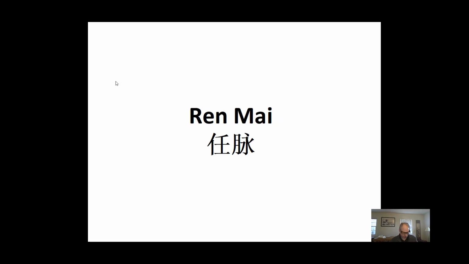Okay, so today we're talking about the Ren. It's one of the 8 extra channels, and just like the other 8 extra channels, the way to open this channel is it needs a master and couple point. So the master point is lung 7 and the couple point is kidney 6.